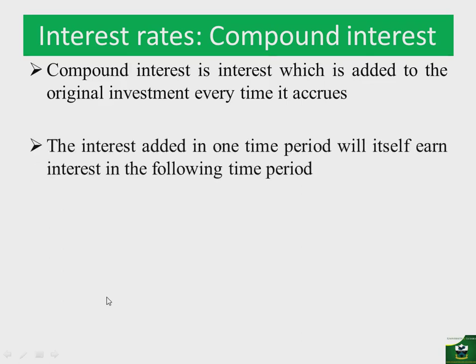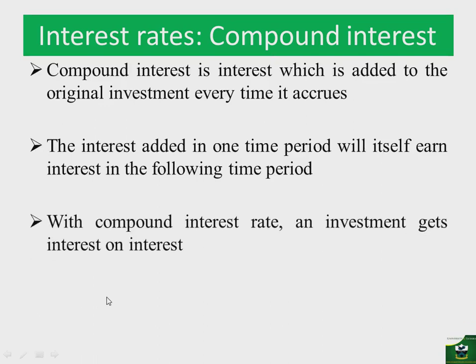The interest added in one time period will itself earn interest in the following time period, meaning that the total value of an investment will grow over time because you are earning interest on the initial investment, which is the principal, and you are also earning interest on the interest that you accrued from period 1 or, say, period 2. As such, with compound interest, an investment gets interest on interest, and this is very key.